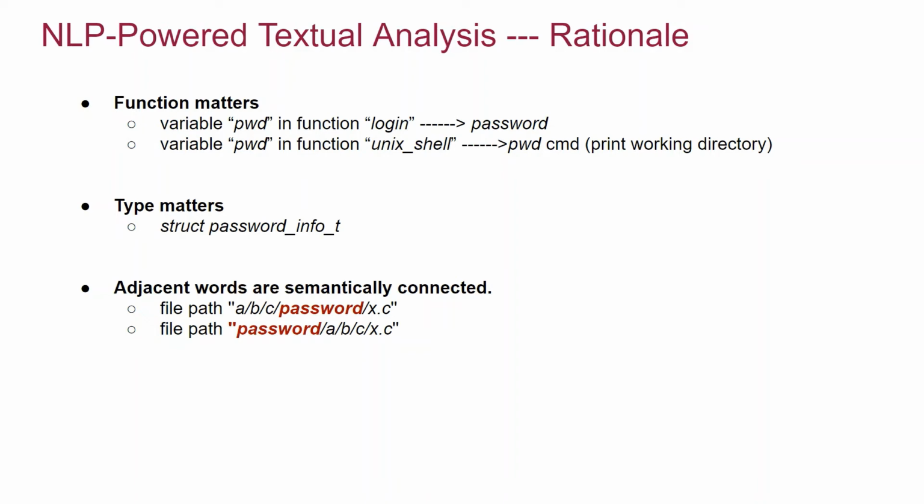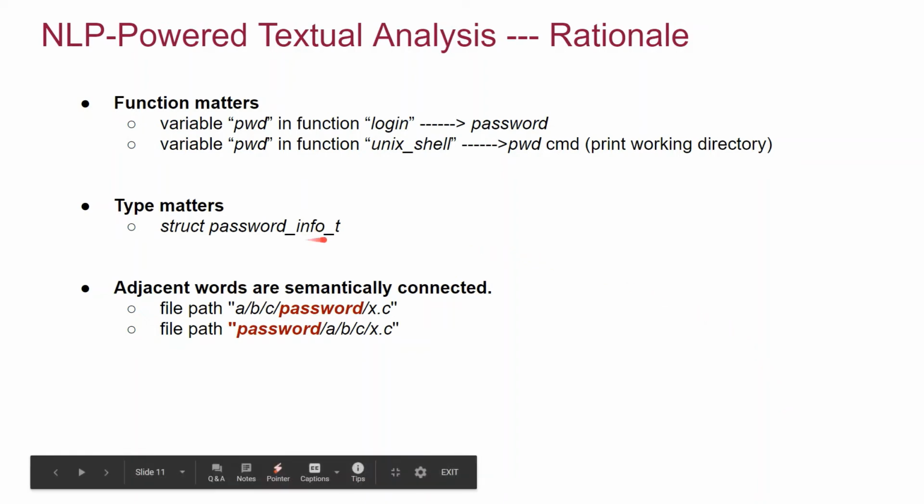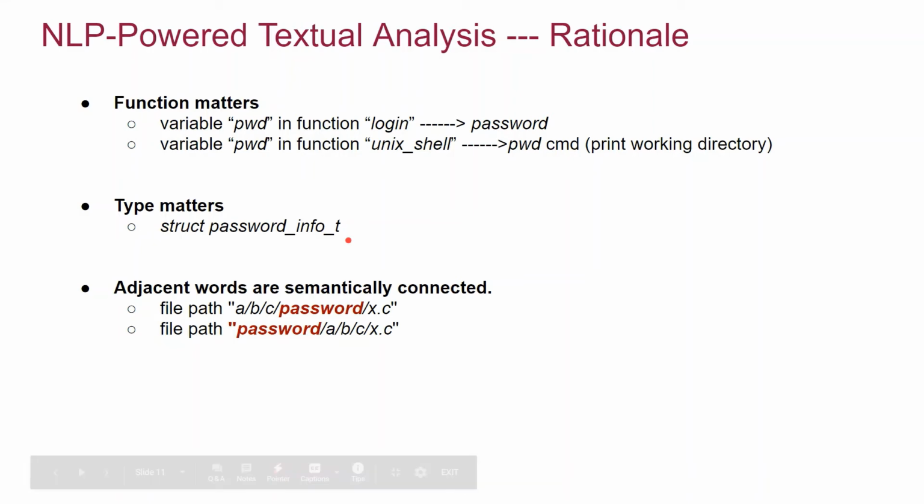And second, type matters. We know that developers can give a meaningful name for some composite data types. So let's say a variable has a struct type named password-info-t. That means maybe this variable will store some information related to password.